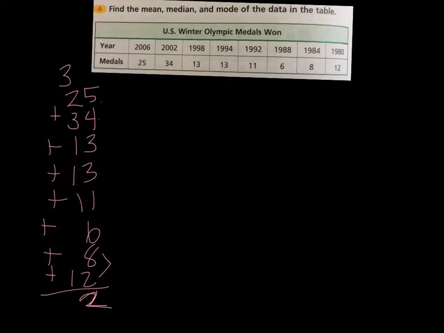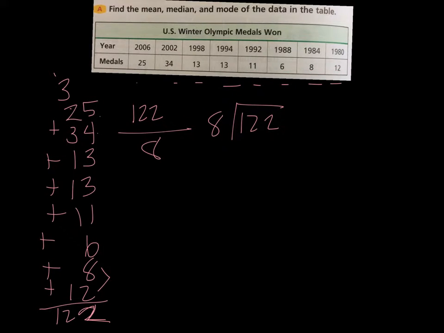Then 1, 2, 3, 4, 5, 6, 7, 8, 9, 10, 11, 12. So when I add them all up, I'm going to get 122. Then I need to divide it by 1, 2, 3, 4, 5, 6, 7, 8 numbers. 122 divided by 8. I'm going to move this down so I don't run out of space. 8 goes into 12 once, minus 8 leaves 4. 8 goes into 42 5 times, minus 40, and I'm left with 2 left over.